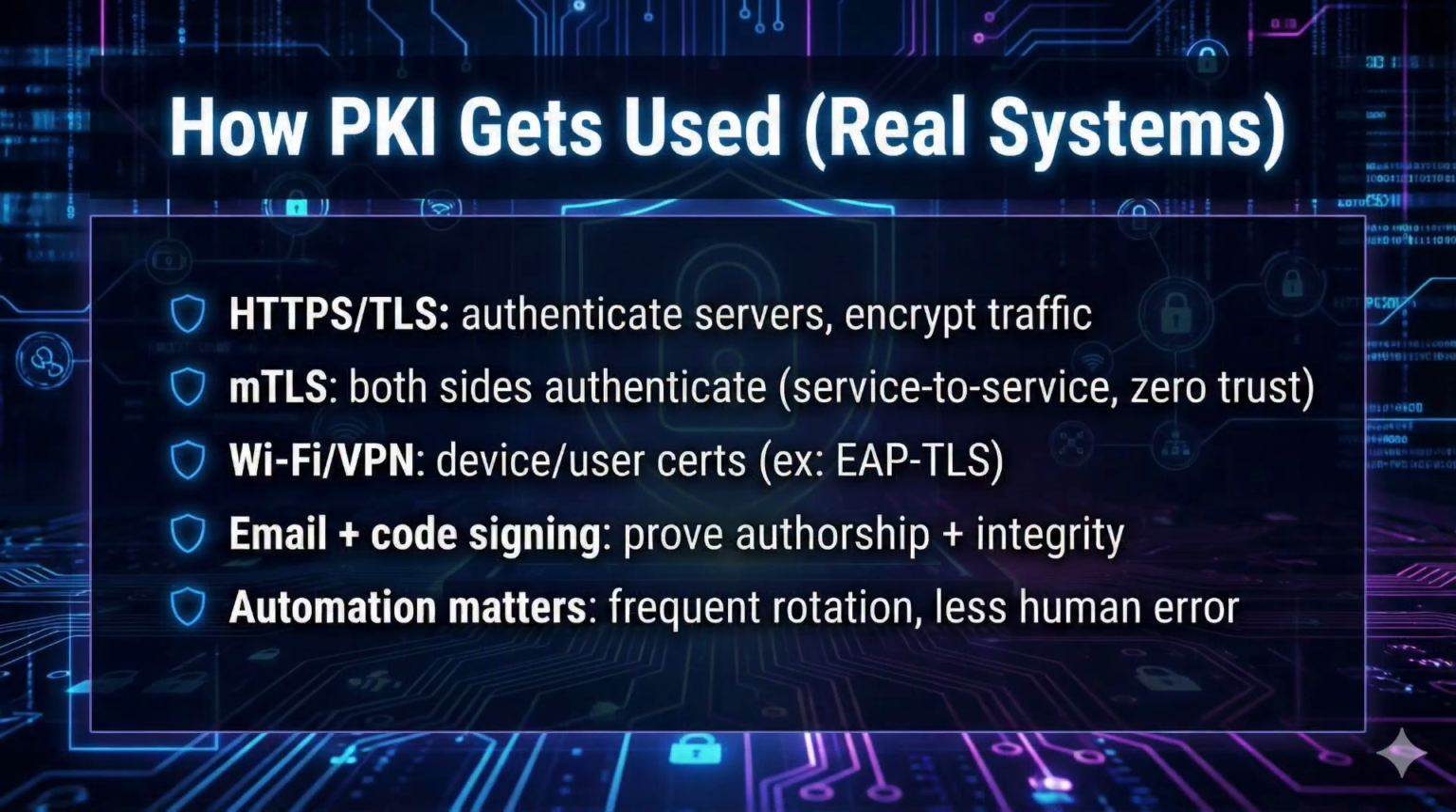The most familiar PKI use is HTTPS. When your browser hits a site, the site presents a certificate, and your browser decides whether to trust it. In modern environments, we go further with mutual TLS, mTLS, where the server also demands a client certificate. That's a popular pattern for service meshes and zero-trust internal APIs, because now both sides prove identity cryptographically.